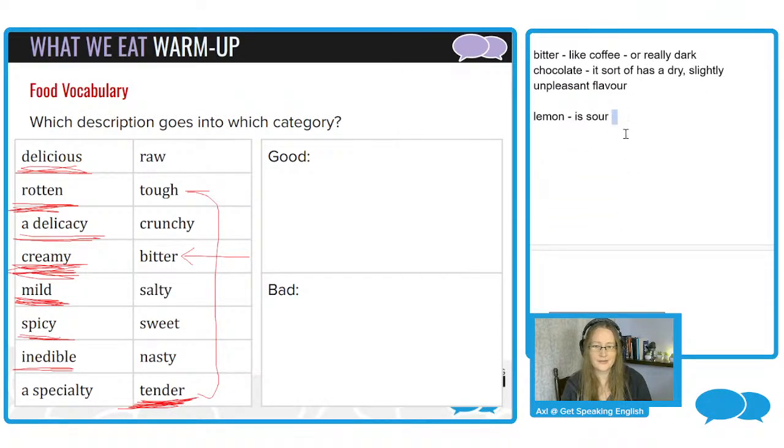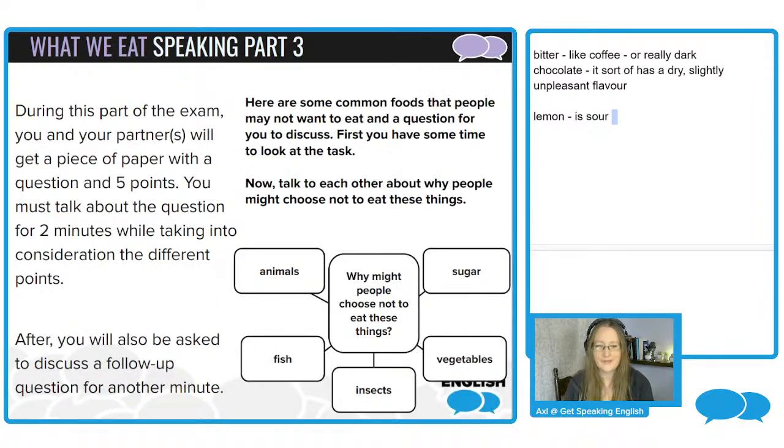So, all right, let's move on. That was a great little recap of some useful vocabulary for talking about food. I did say though that we're going to talk about speaking part 3 for the B2 First and the C1 Advanced exam. So if you're unaware, during the B2 First and the C1 Advanced exam, you do this part of the exam with another candidate.